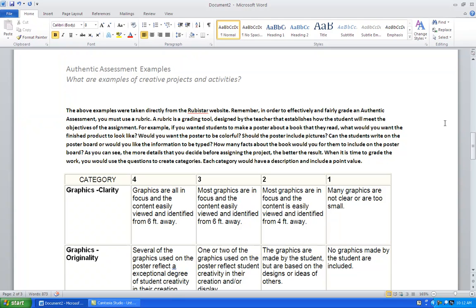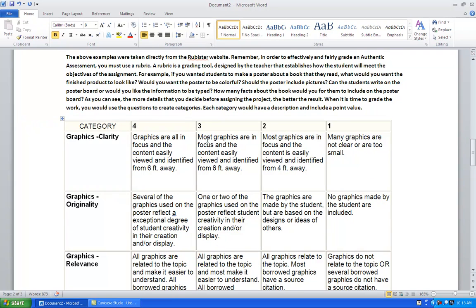So a rubric looks like what you see on your screen. Oftentimes it's a table, sometimes it's a checklist, but as you can see, there are categories and there are numbers. And the categories obviously will change depending on what type of rubric or project you have. So if you are making a poster, which is what the rubric is for on this screen, maybe you're looking for clarity, which means the graphics are very easy to see from about 6 feet away. They're original. The graphics are really related to the book or to the topic.